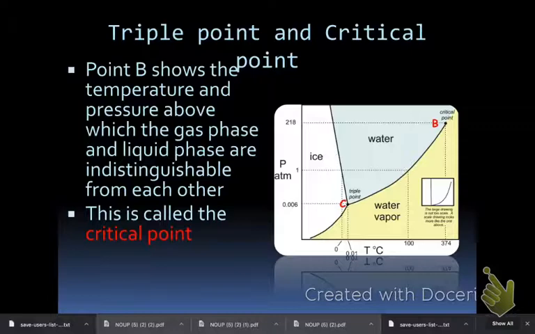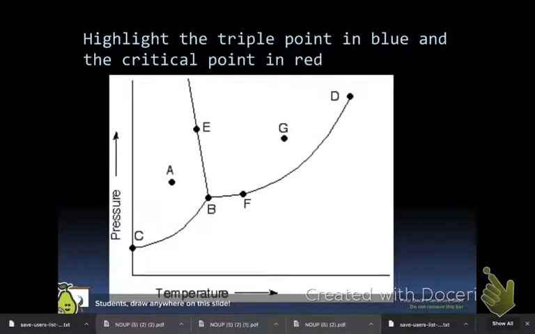If we were to look at the critical pressure, we would extrapolate back from this point here, all the way back. And here's our critical pressure. For the critical temperature, drop down, and there's the critical temperature. So highlight the triple point in blue and the critical point in red. The triple point is easy to find because it's where one, two, three, all states of matter exist simultaneously. And the critical point, remember, is at the temperature and pressure where the liquid phase and the gas phase are indistinguishable from each other. They're existing as both. It's kind of strange.